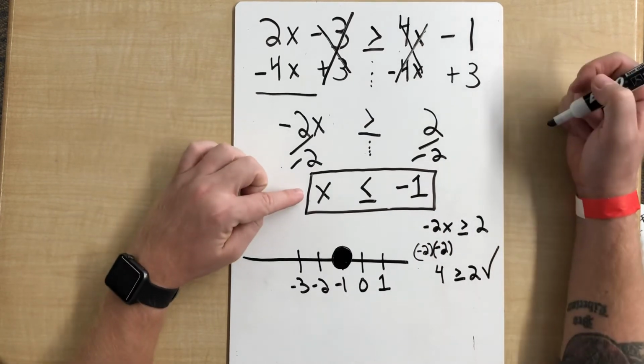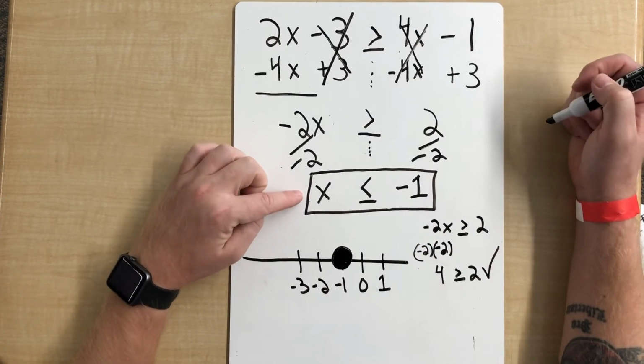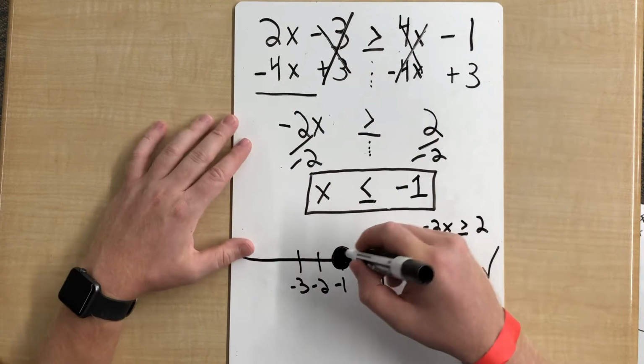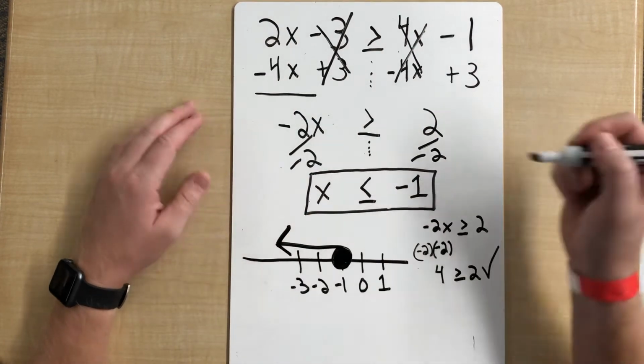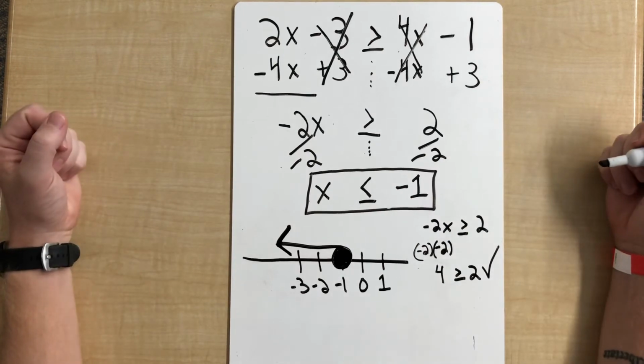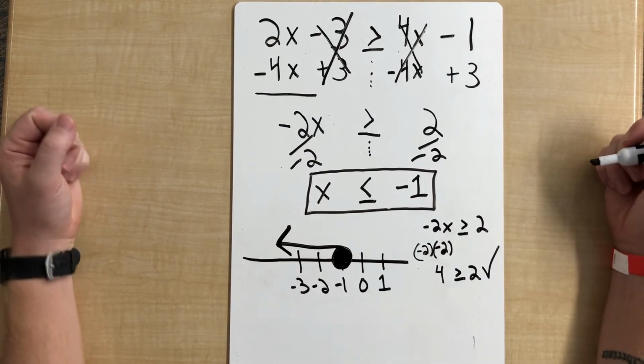And once again, my variable is listed first. I did that for a reason because it is pointing to the left, which makes sense because it's everything that is less than negative 1. There's my solution. That was number 5 on the homework.